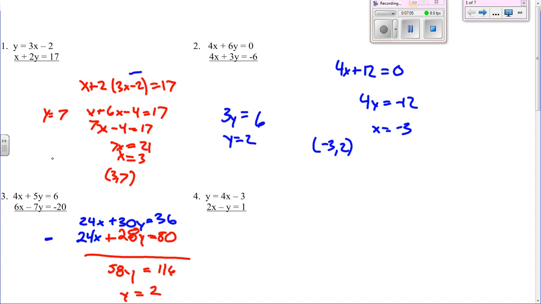Take that and plug it back into one of the first equations. That's going to be 4x plus 5 times 2 is 10 equals 6. Subtract the 10 over. 4x equals negative 4. So x equals negative 1. So your answer would be negative 1, 2.